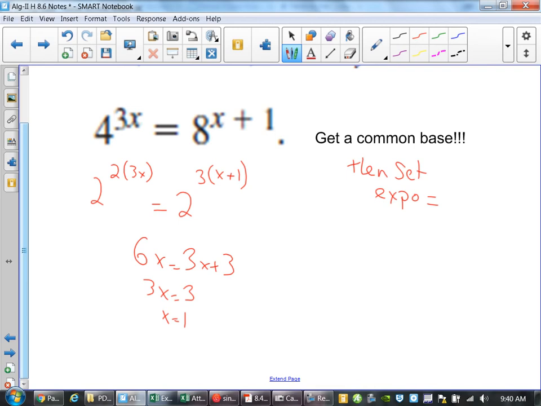Because, what's 3 times 1? What's 2 times 3? So this would be 2 to the 6th. What's 1 plus 1? What's 3 times 2? So this would be 2 to the 6th. Are they equivalent? Yes, they are.